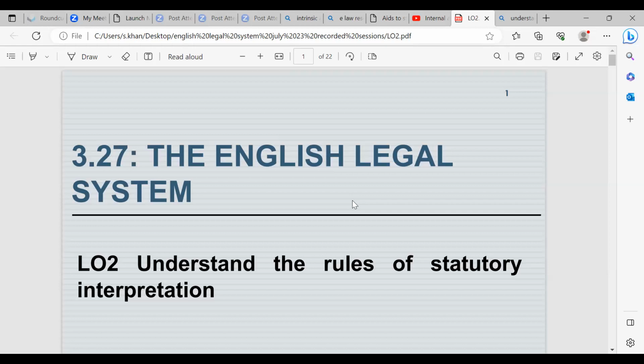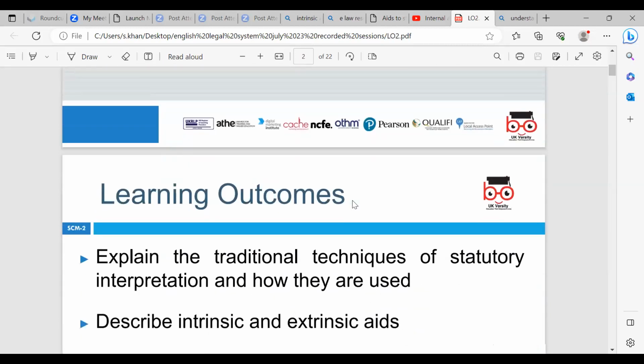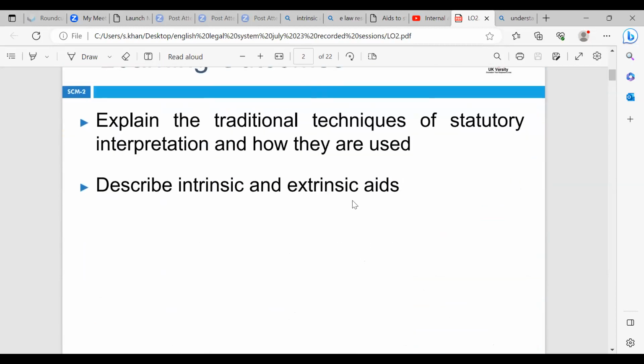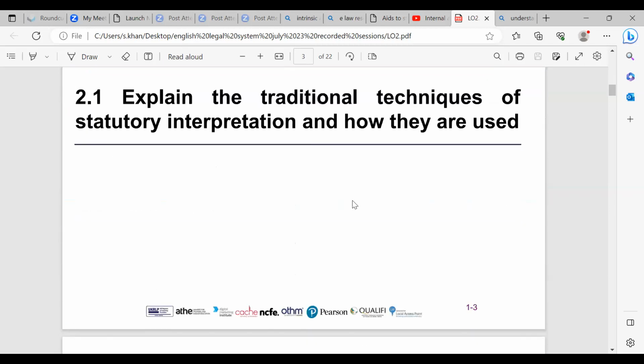Now we're going to go into Learning Outcome 2, which is to look at the issues around understanding the rules around statutory interpretation. The learning outcomes for today's session are to explain the traditional techniques of statutory interpretation and how they are used, and also to look at intrinsic and extrinsic aids. So 2.1, we're going to look at explaining the traditional techniques of statutory interpretation and how they are used.